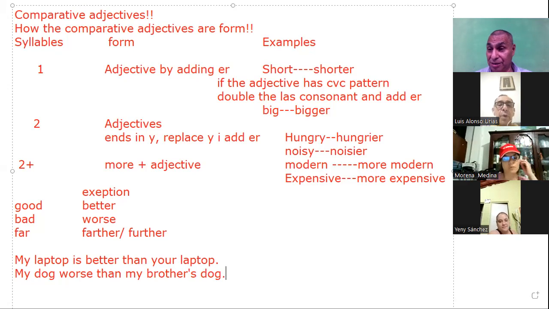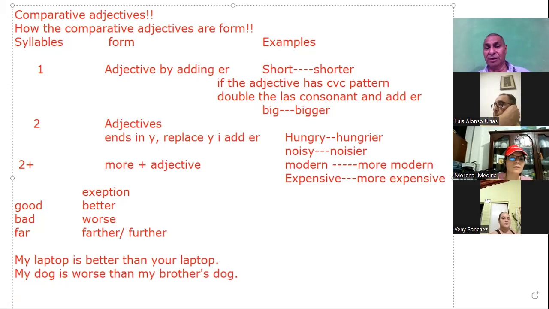My brother's dog is... a name possessive que usamos para indicar qué es lo que le pertenece a su hermano. En este caso decimos brother's dog, el dog de su hermano, cuando le ponemos la S al final. El apóstrofe. Yes, ahí estamos diciendo my dog is worse than my brother's dog. Yes, very good. Good job. Excellent.